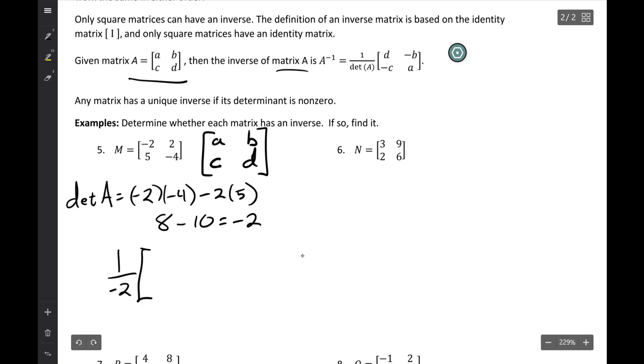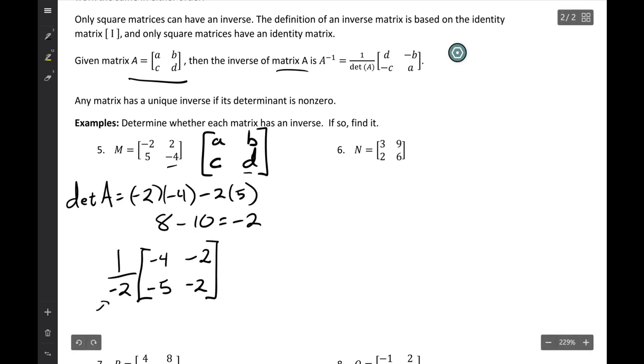times the matrix, and then you have to flip everything. So D, which is negative 4, goes first. And then you do negative B, so flip the signs of the two off-diagonals. So it's negative 2 and then negative 5. And then take A and put it in the corner. And this is your inverse.